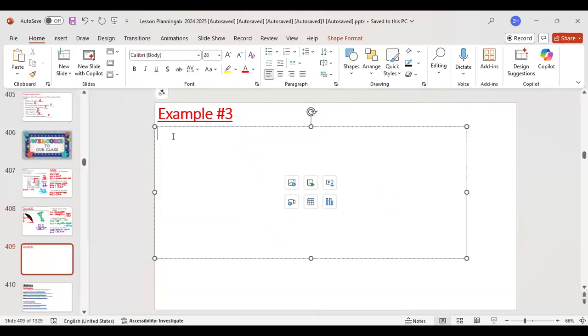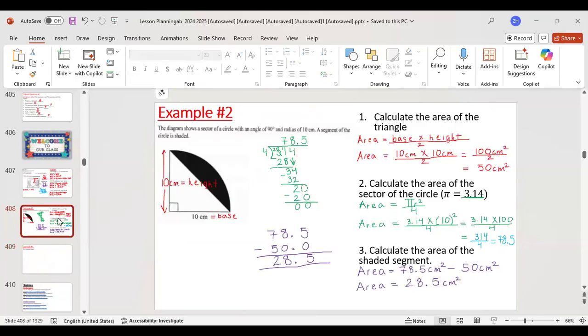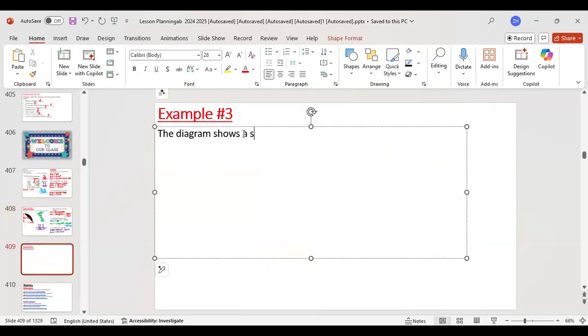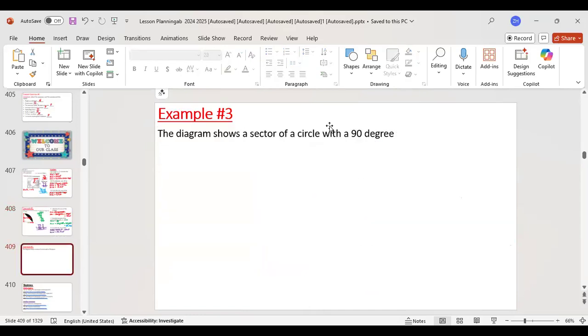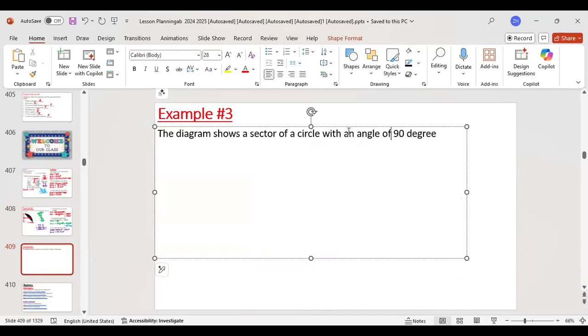So it says what the diagram shows. The diagram shows a sector of a circle with an angle of 90 degrees and a radius of 8 centimeters. A segment of the circle is shaded.